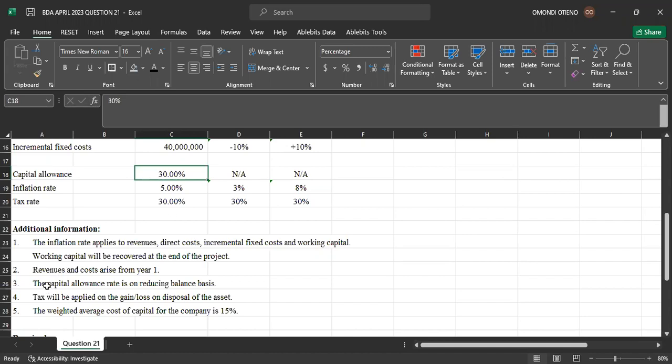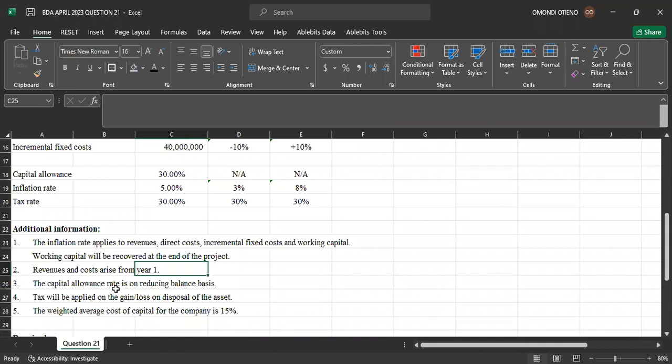Then revenue and costs arise from year 1. They are going to arise from year one. The capital allowances rate is on reducing balance basis. I think that has been mentioned. Tax will be applied on the gain or loss on disposal of the asset. The asset will be disposed at the end of the useful life or at the end of the project life.